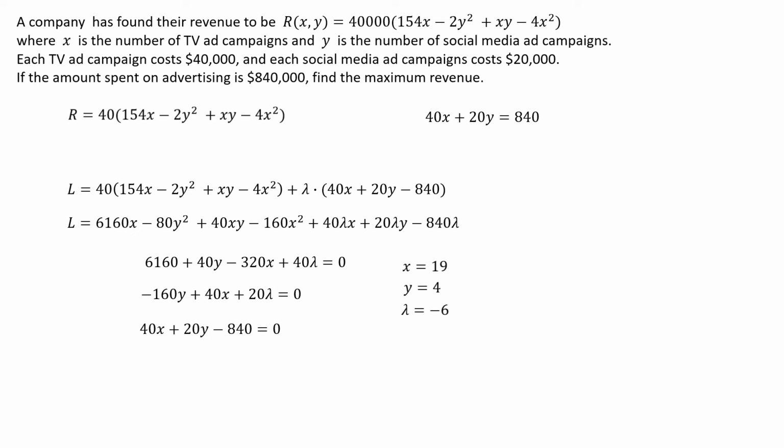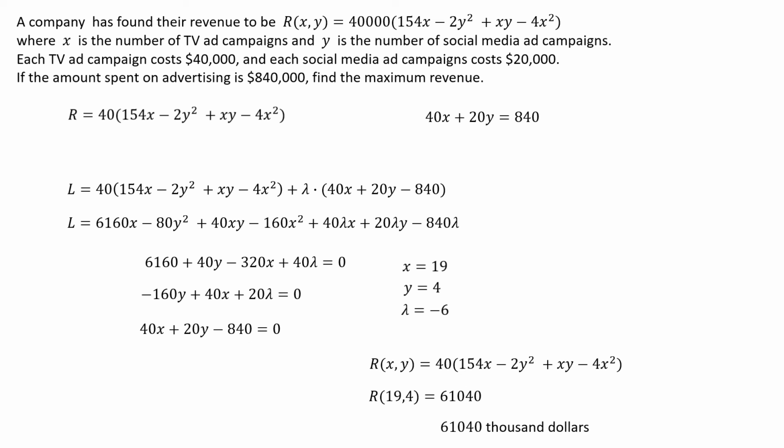Now that we know x, y, and lambda, we can find the revenue for our particular x and y value. Remember, we don't much care about lambda in a Calculus 2 class. So plugging in 19 and 4 gave me 61040 as my revenue. But let's not forget, that revenue is in thousands of dollars. So this represents $61,040,000. By the way, that's about $6.1 million.